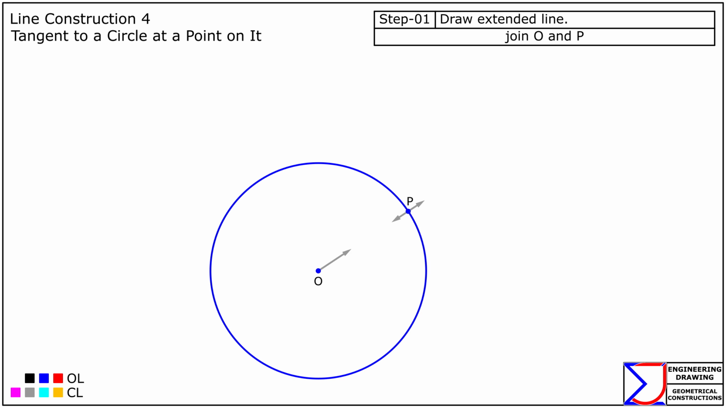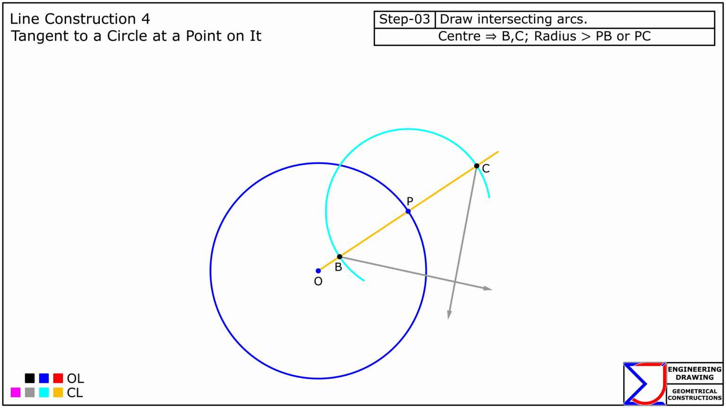First, join O and P and extend the line. Next, with P as center and any convenient radius, draw an arc cutting OP at points B and C. Now, with B and C as centers and any convenient radius, draw arcs that intersect at point A.